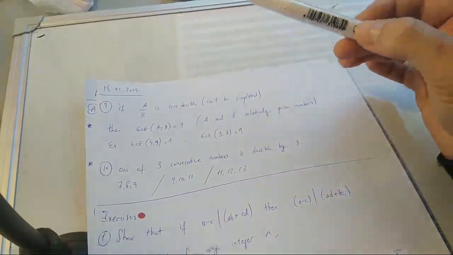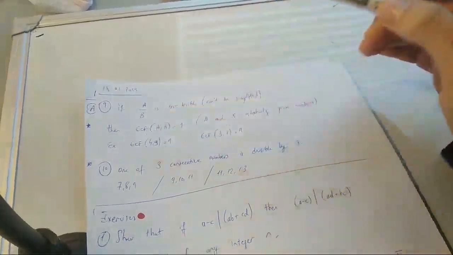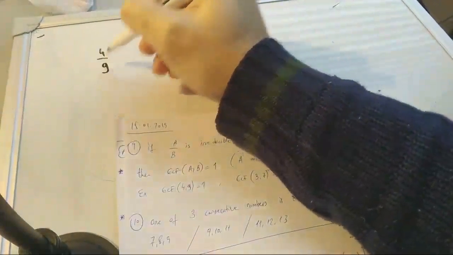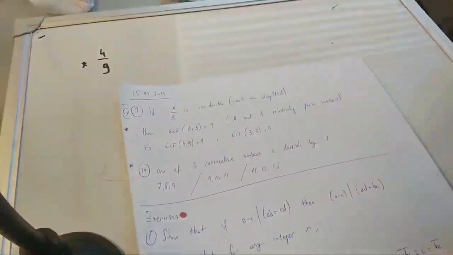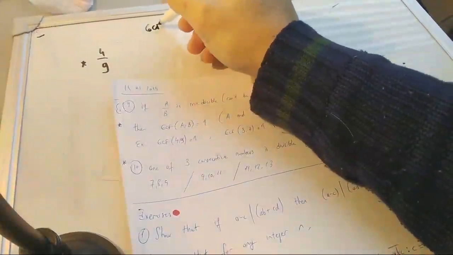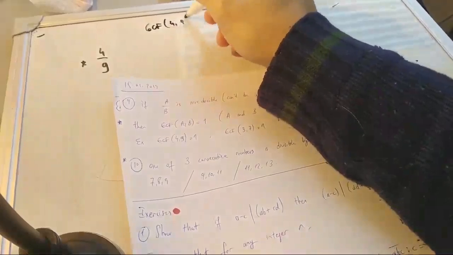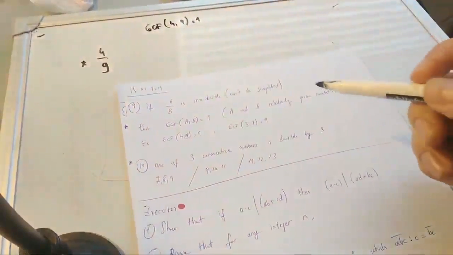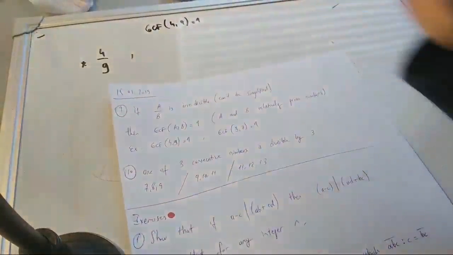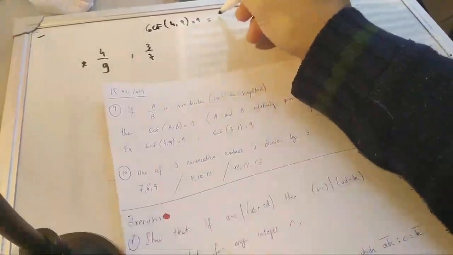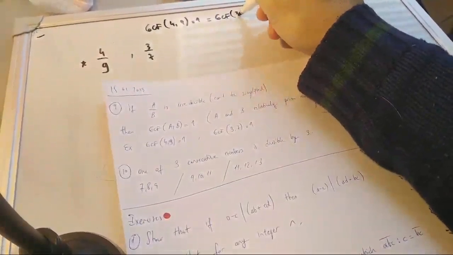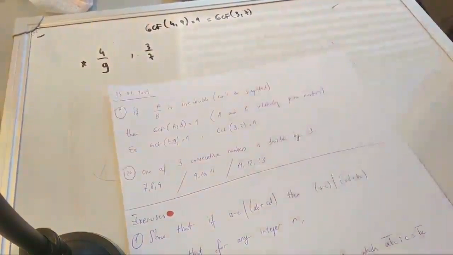For example, the greatest common factor of 4 and 9. 4 over 9. Can we simplify it? No. Why? Because when we find the greatest common factor of 4 and 9, we will get 1. Because they are relatively prime numbers. 3 over 7 is the same. The greatest common factor of 3 and 7 is also 1.